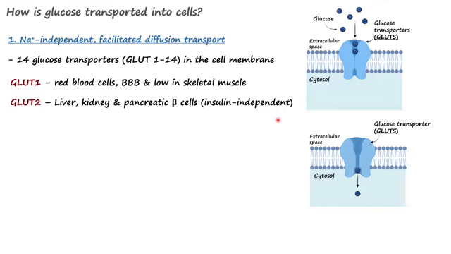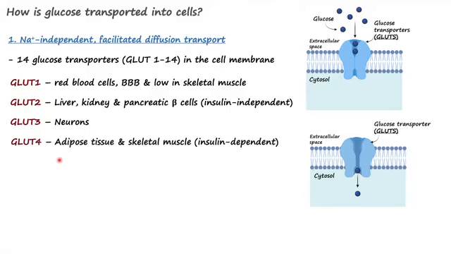Whether they are insulin independent or dependent, I'm not going to talk about in detail, and I will definitely have a separate video on glucose transporters where I'll talk about this in detail. Now, GLUT3 is expressed in neurons. GLUT4 transporters are expressed in adipose tissue and skeletal muscle, and these transporters are insulin dependent. And GLUT5, as opposed to glucose, actually transports fructose in the small intestine and testes.